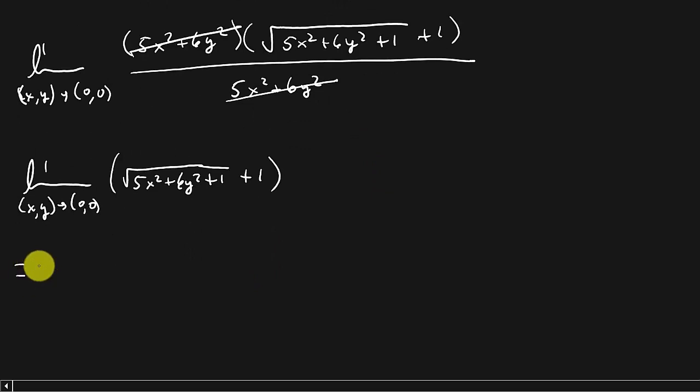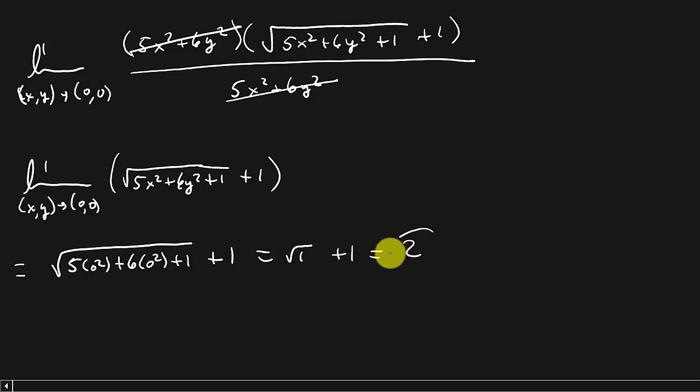And now we just plug the (0, 0) in, so that's going to be the square root of 5 times 0 squared plus 6 times 0 squared plus 1, plus 1. And so this right here goes to 0, and we're left with the square root of 1 plus 1, which is 2. And there is your limit. And that's how you work that problem.